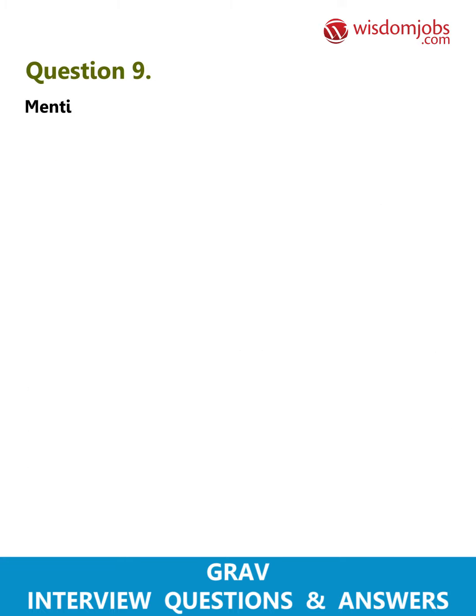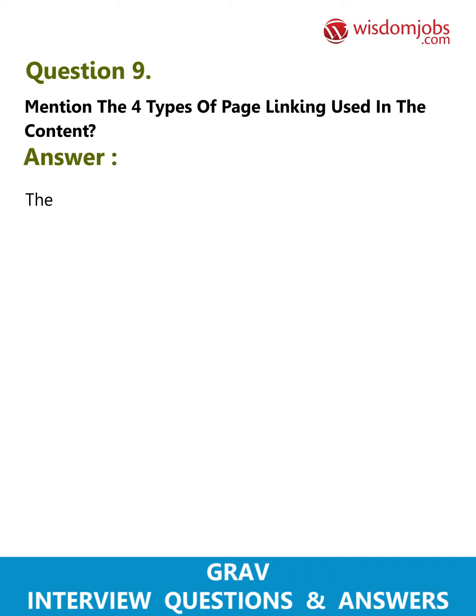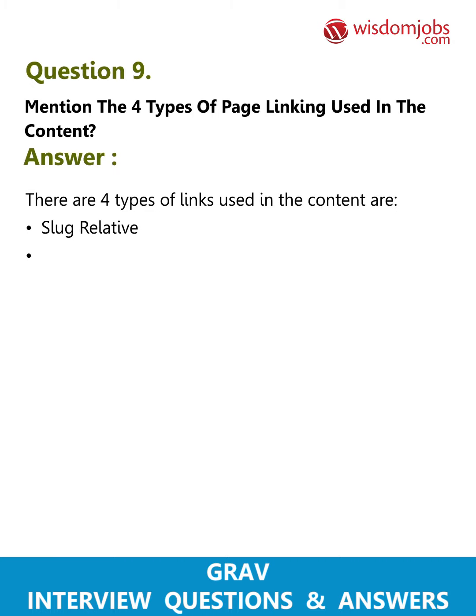Question 9. Mention the 4 types of page linking used in the content. Answer. The 4 types of links used in the content are: slug, relative, directory relative, absolute, remote.